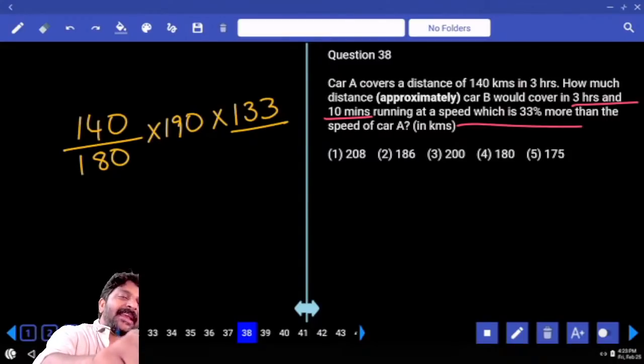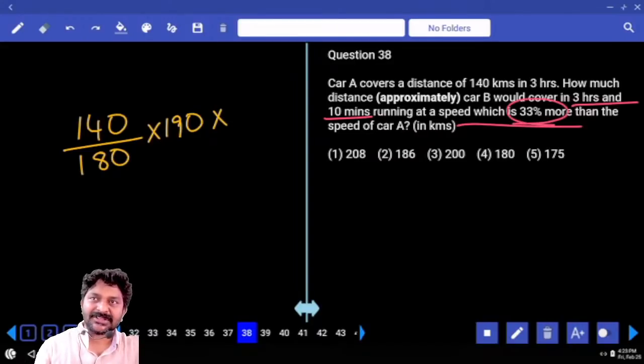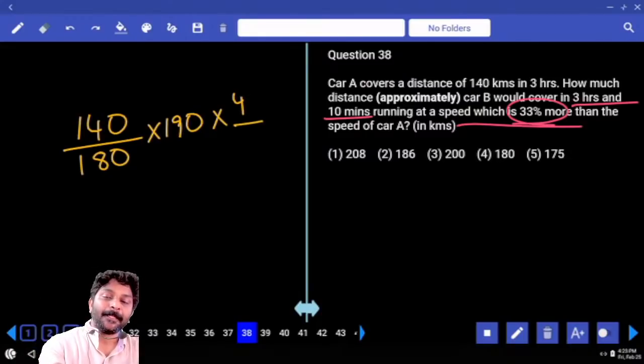33% more. Can I treat it as 1/3 in terms of a fractional part? 1/3 more means we have to talk in terms of 4/3. 4/3. Okay. So again, still it takes time.